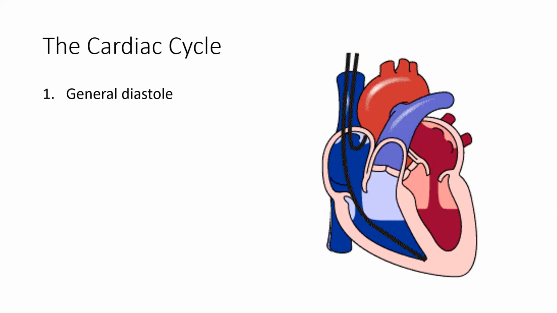So the cardiac cycle is the process of the actual heartbeat. It's broken down into three pretty distinctive steps. The first step is general diastole. Diastole means filling, so this is when the different chambers of the heart are just filling up with blood. The atria and ventricles are all relaxed at this time.